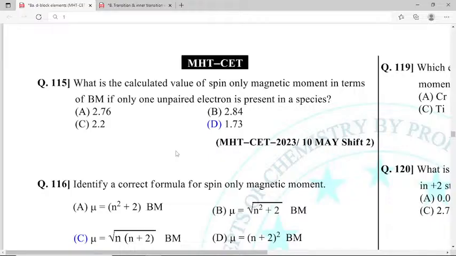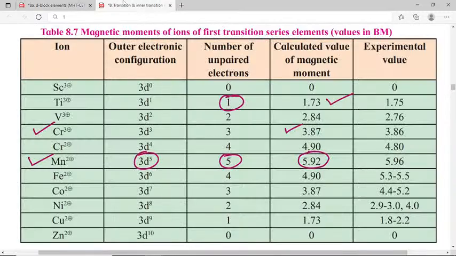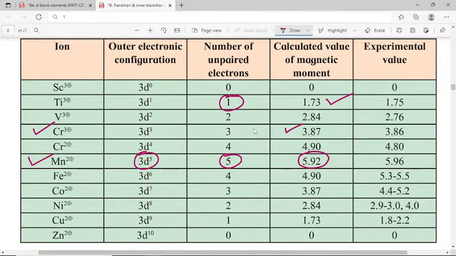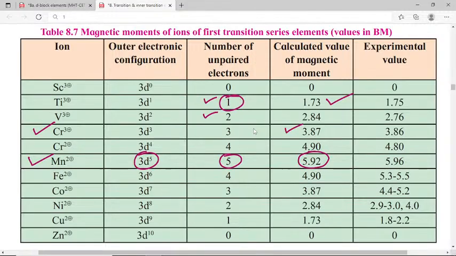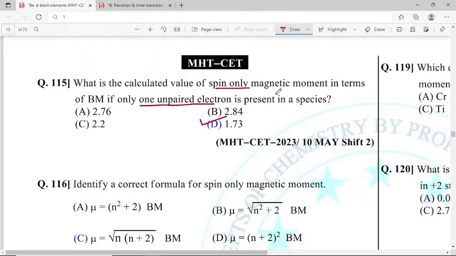What is the calculated value of spin only magnetic moment if only one unpaired electron is present? 1.73. If 2 unpaired electrons, 2.84; 3 unpaired electrons, 3.87; 4, 4.90; 5, 5.92. So the number of unpaired electrons is 1 point something, 2 point something, 3 point something, 4 point something, and 5 point something. Are you getting this one?